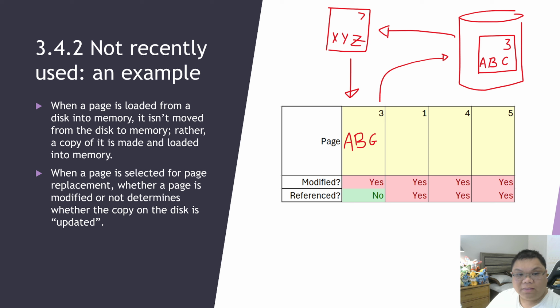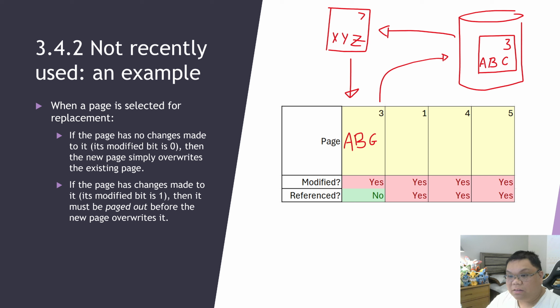When a page is selected for replacement, if the page has no changes made to it, that is, its modified bit is 0, then the new page simply overwrites the existing page. If the page has had changes made to it, that is, its modified bit is 1, then we must page out the page before we have our new page overwrite it.